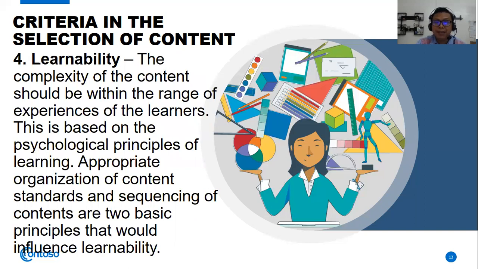Fourth is learnability. It is the complexity of the content which should be within the range of experiences of the learner.